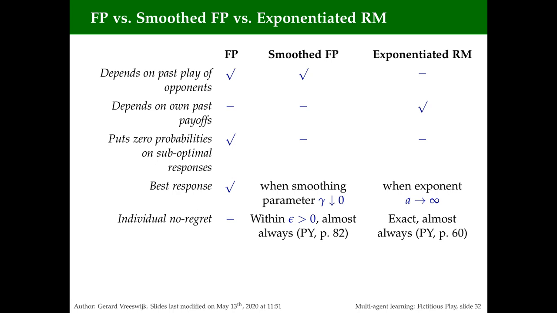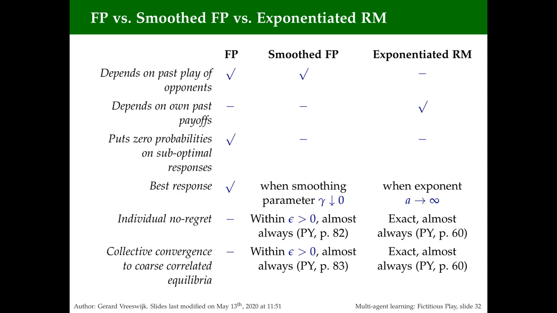With fictitious play, we do not speak of individual no regret, but with smoothed fictitious play, we do speak of individual no regret. And smoothed fictitious play, as well as exponentiated regret matching, has relations with coarse correlated equilibria.